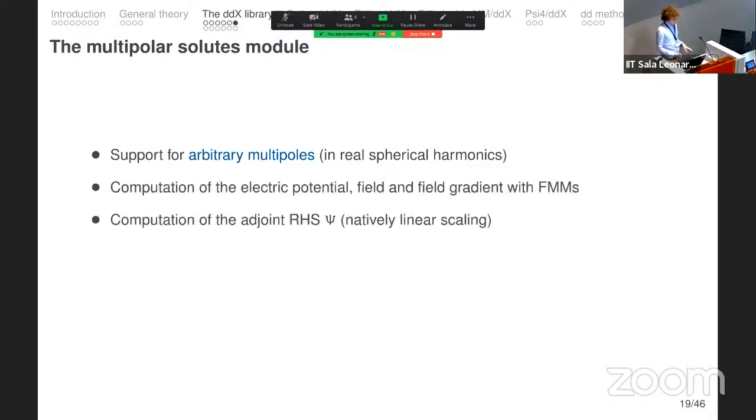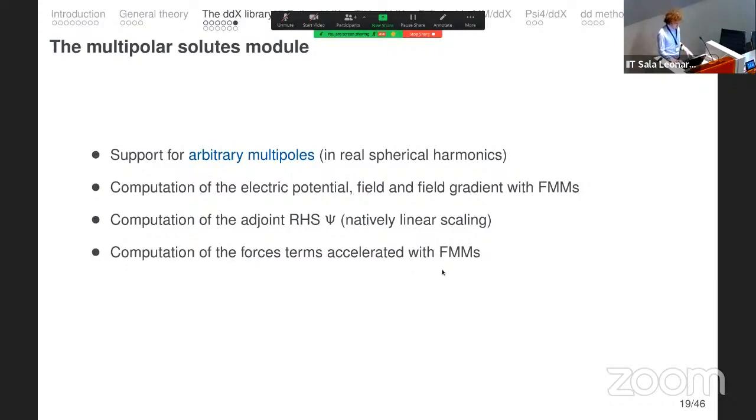And so, given a set of multipoles in real spherical harmonics, we have functions to compute the electric potential, field, and field gradient using the fast multipole method acceleration, so linear scaling. Then it's very easy to compute this psi. It's natively linear scaling, so we don't have to worry about fast multipoles here. And then we also have some functionality to easily compute force terms. Again, with FMM, because also in the forces we have electrostatic interactions.